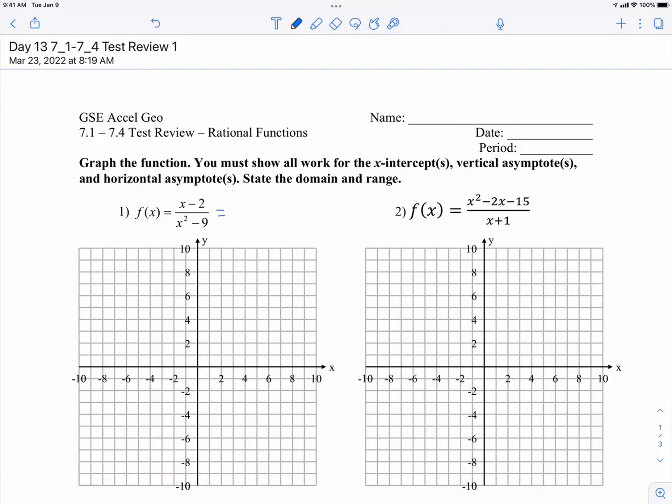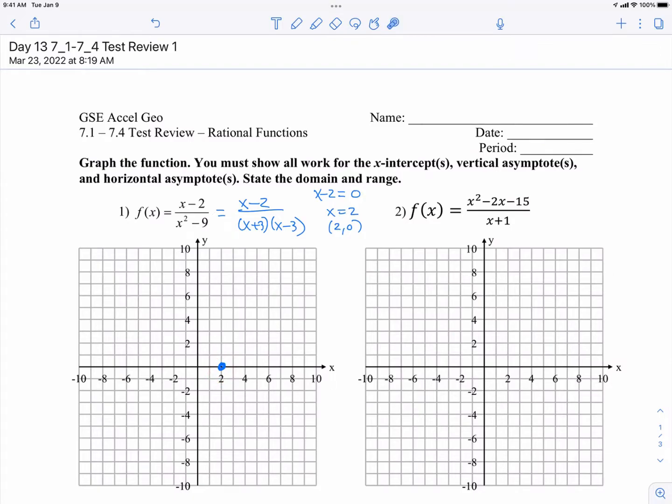So first we want to factor the denominator. That's going to factor into x plus 3 times x minus 3. We'll go ahead and find the x-intercepts. The x-intercept is found by taking your numerator and setting it equal to 0. So if x minus 2 is 0, x is going to be 2. So we'll have an x-intercept at (2, 0), and we just place that on the graph.